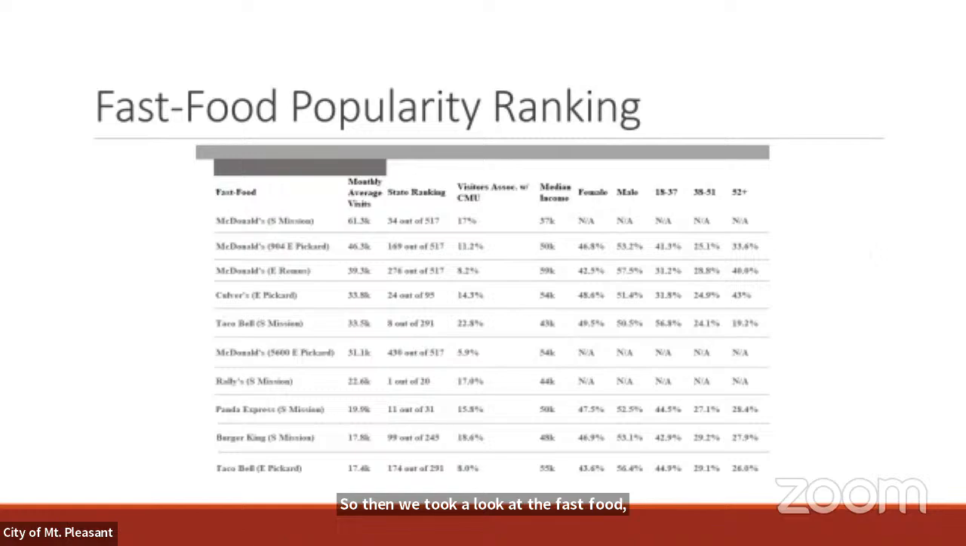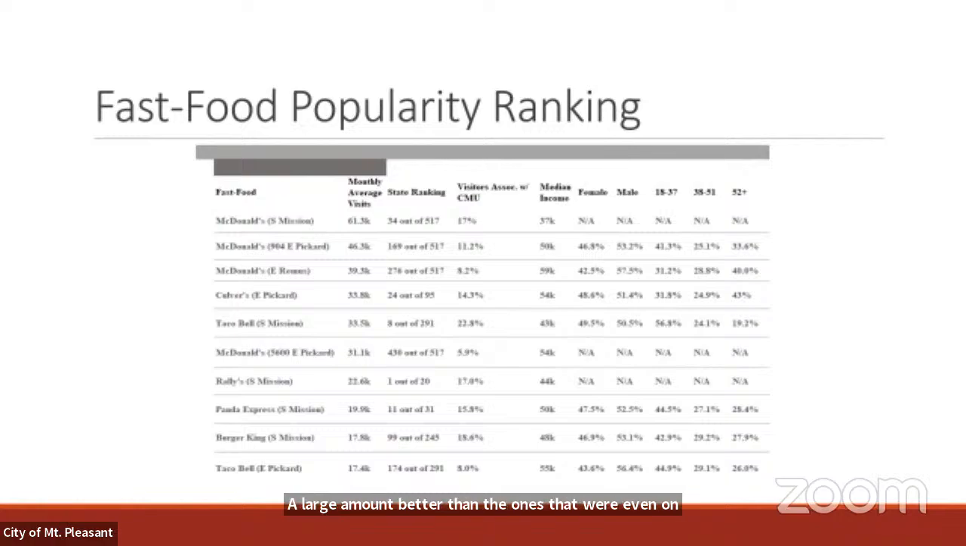The top 3 are all different McDonald's in the area. And then we go down into having Culver's, Taco Bell, another McDonald's, Rally's, Panda Express, Burger King, and another Taco Bell at last. We found something quite interesting with this, and it's that all of the fast food places that have multiple locations, such as McDonald's, Taco Bell, Burger King, all of their South Mission locations did a large amount better than the ones on East Pickard, not very far apart.